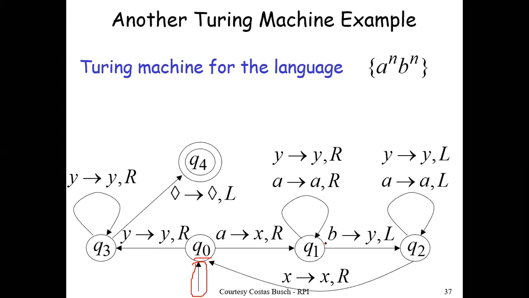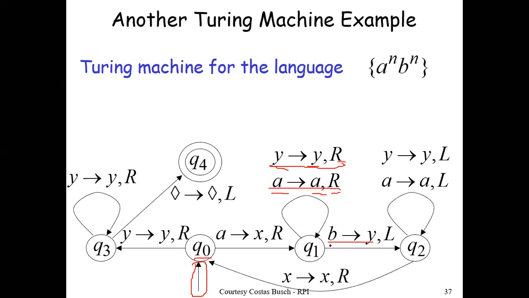Similarly, if you are on Q1, there are three transitions. One is read B, write Y, move left. Another is read A, write A, move right. Another is read Y, write Y, move right. This loop is showing you can process this type of transition, or this type of transition, or any combination or permutation of both.